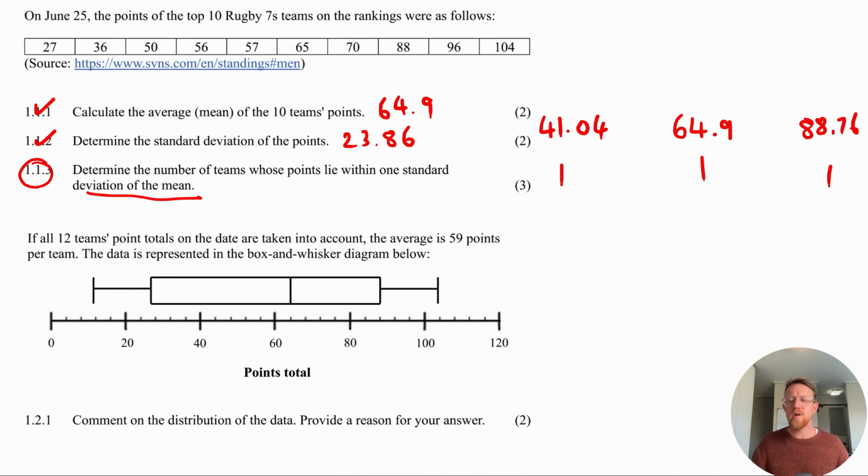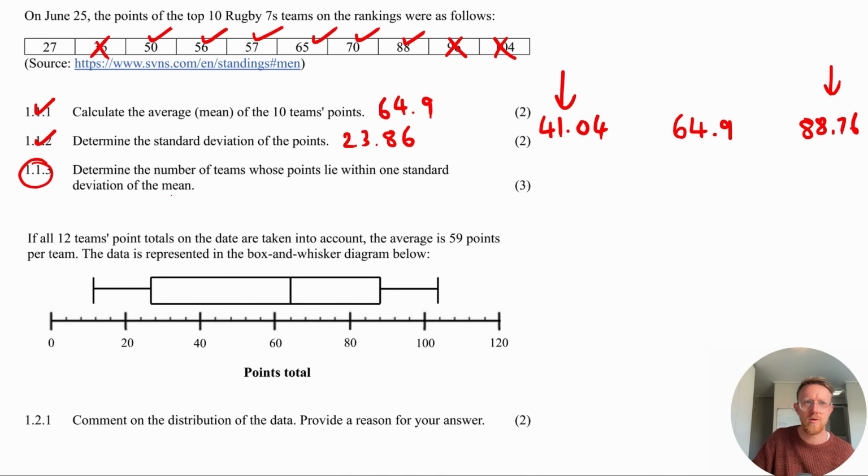Okay, so now all of the numbers that are within one standard deviation of the mean will be all of the numbers that are between here and here. So how many numbers do we have that are between there? Is the number 27 between there? No. Is the number 36? No. Is the number 50? Yes. This number is, this number is, this number is, this number is, but then these ones are not, and these ones are not. So how many numbers are within one standard deviation? It's going to be 1, 2, 3, 4, 5, 6 numbers. So you're just going to say 6 numbers like that.